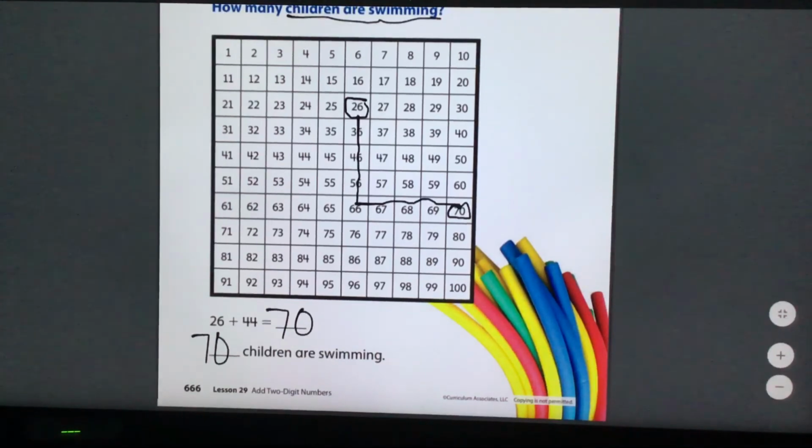All right, that is the end of the lesson. It might be helpful if you use those hundreds charts and you come up with maybe some of your own problems to practice using the hundreds chart to help you add those double-digit additions.